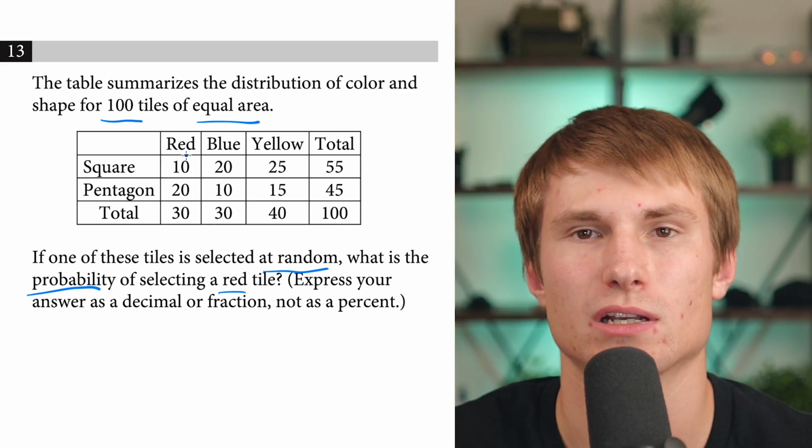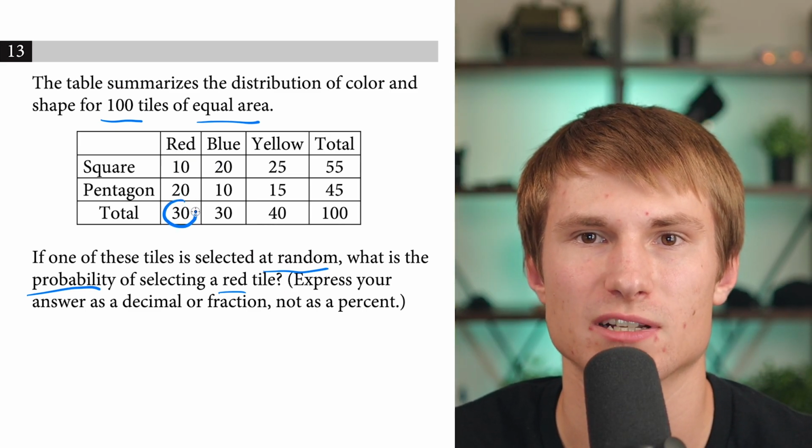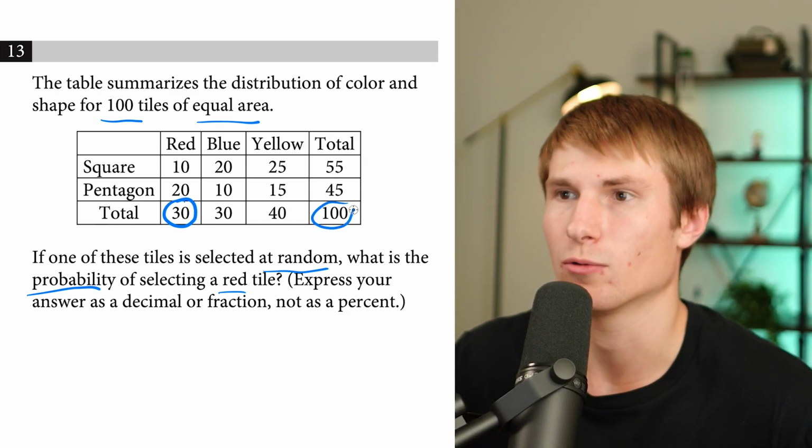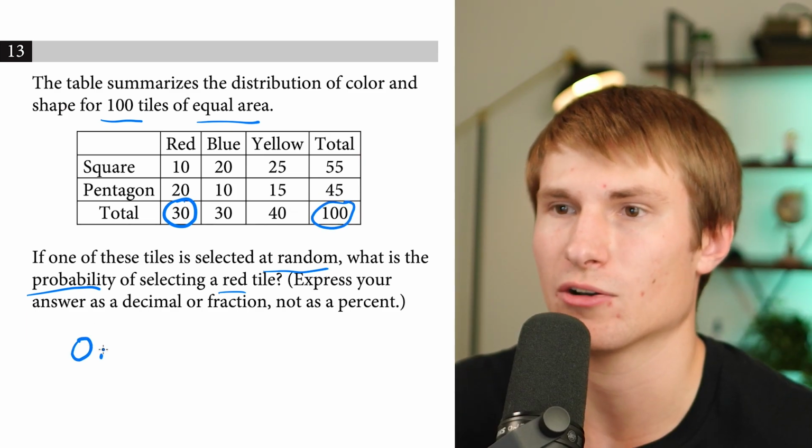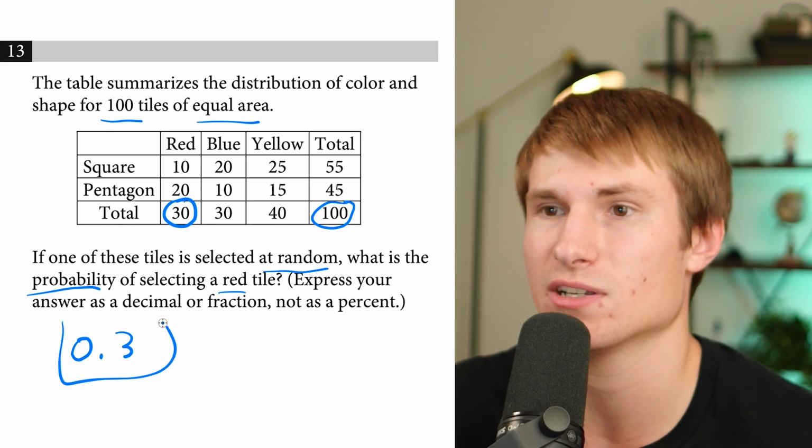All right, so ultimately here we are selecting a red tile. We see the total number of red tiles is 30, and this is out of a total of 100, so that'd be 30 over 100, which will calculate out as a decimal of 0.3, so our answer there is 0.3.